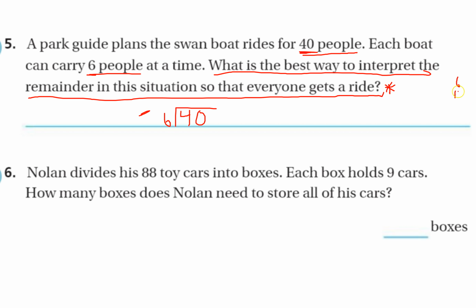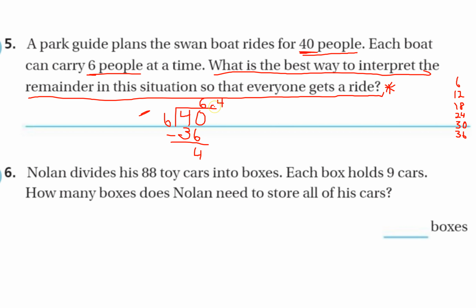6, 12, 18, 24, 30, and 36. So that's 1, 2, 3, 4, 5, 6 6s. So 6 6s. 6 times 6 is 36. Again, I can get that right from here. Subtract, and I get 4. Nothing left to bring down, so it's remainder 4.